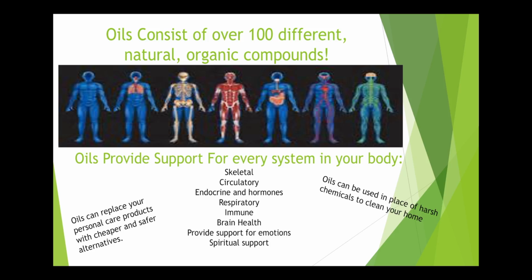So essential oil in the plant form helps the plant often in much the same way that it helps our human system. If a property of that plant helps to regulate it, stabilize it, or keep predators away from it, it often will do the same thing in our human cells. In humans, essential oils provide support for every system of the body. Here on my slide, you'll see your skeletal, your circulatory, your endocrine and hormonal system, your respiratory, immune, brain health, and it provides extensive support for emotions and spiritual support.